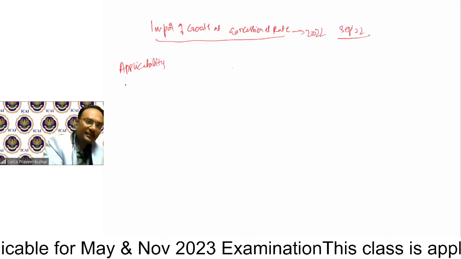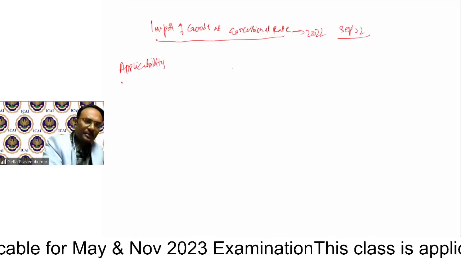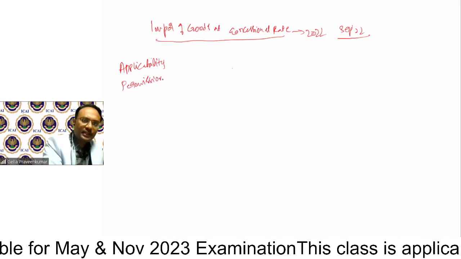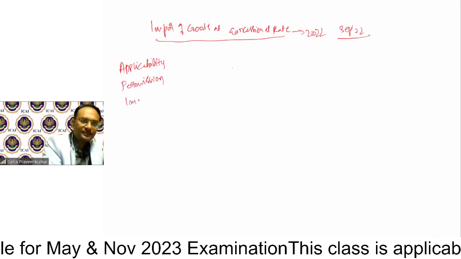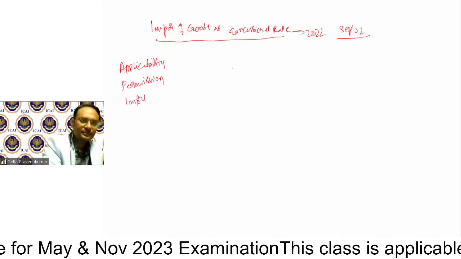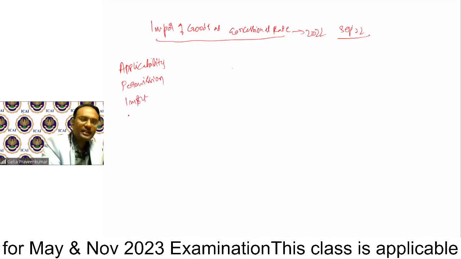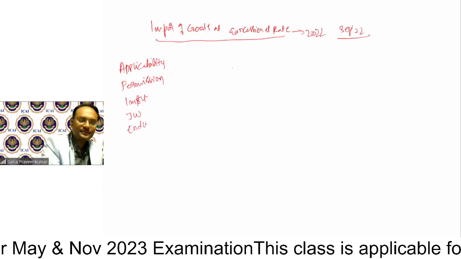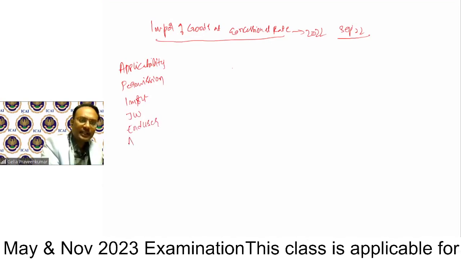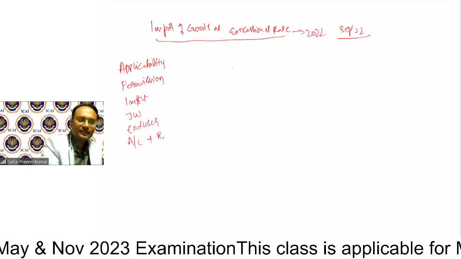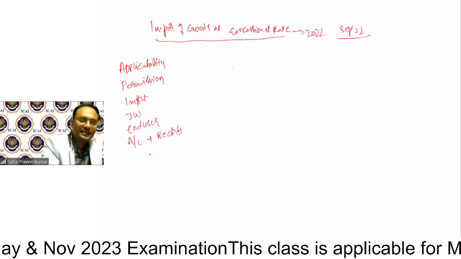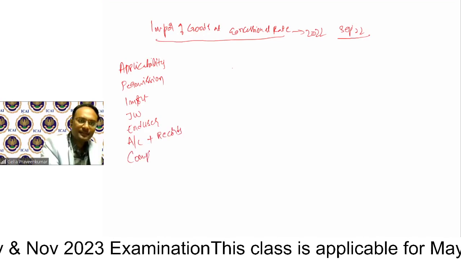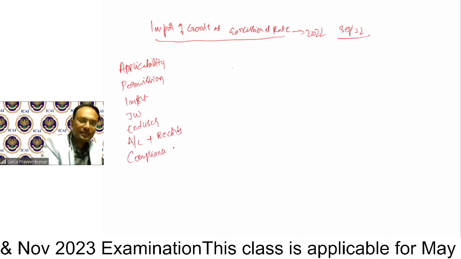applicability, then permission, then import, then job work, then end user, then accounts and records. Last but not the least, complaints, provisions.